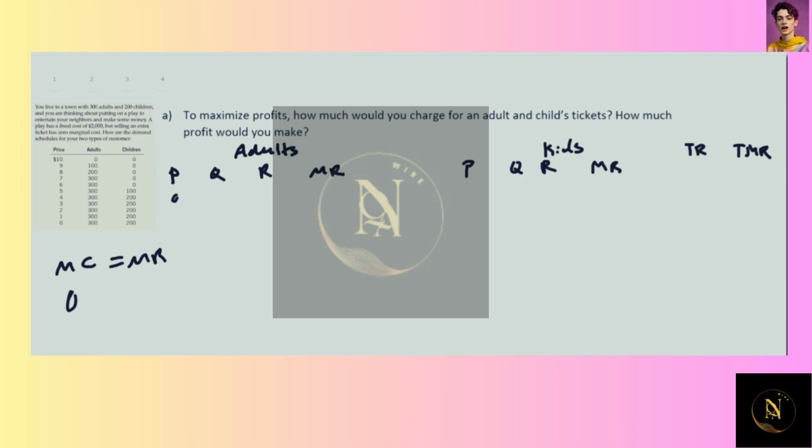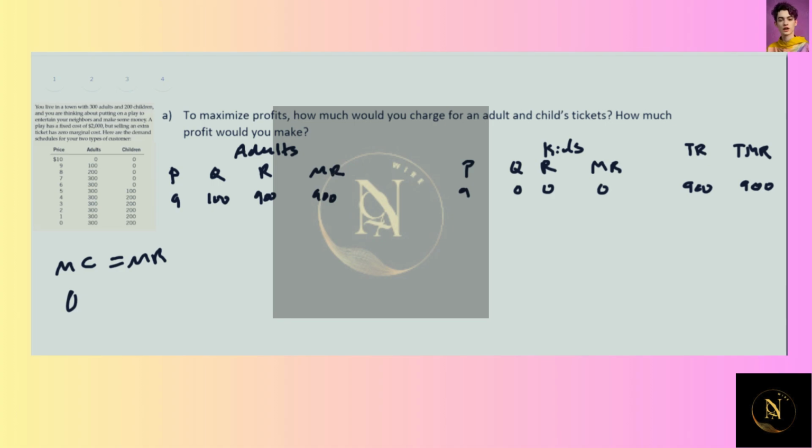But for a price of 9, we have 100 adults for a total revenue for adults of 900, a marginal revenue for adults of 900. And then for a price of 9, we have no kids, no revenue, no marginal revenue for the children, so the total revenue is 900, and the total marginal revenue is 900.